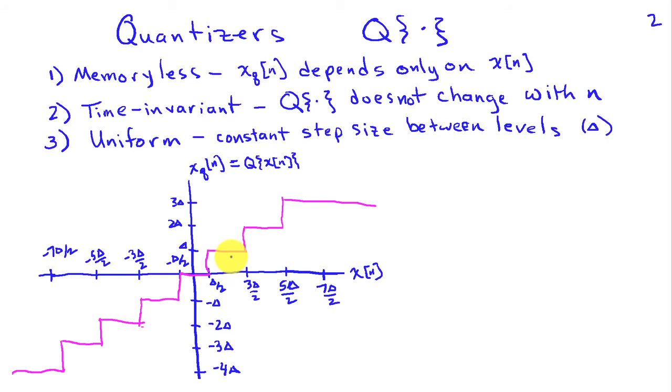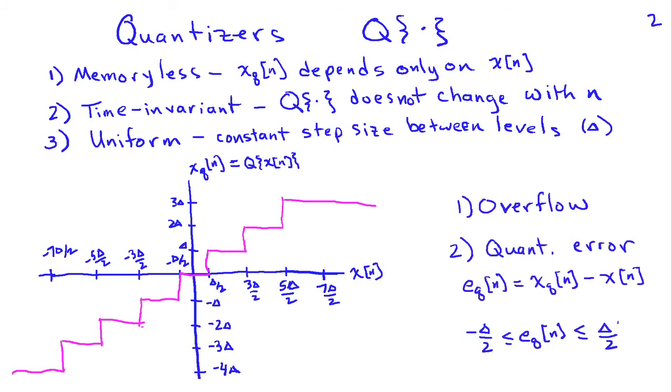But the output that I get is one of a discrete set of values, some multiple of the step size delta. In this example, I've shown that the output is basically a rounded version of the input to the nearest step size. So for example, if the input to the quantizer x of n is between minus delta over 2 and plus delta over 2, we get 0 for the quantized output. On the other hand, if it's between delta over 2 and 3 delta over 2, we're going to get delta as an output. Okay, so we're rounding to the nearest level, what I've illustrated here.